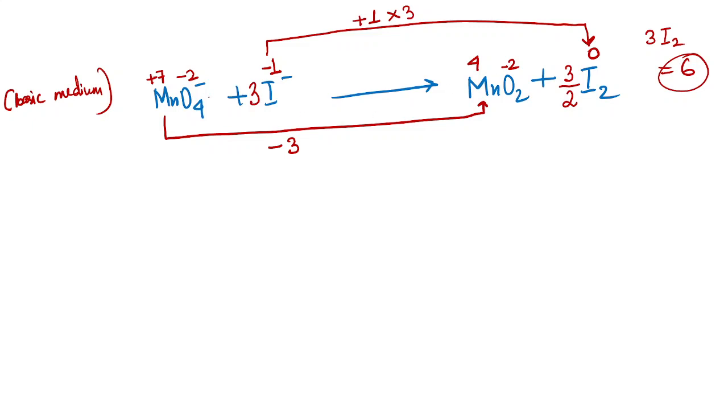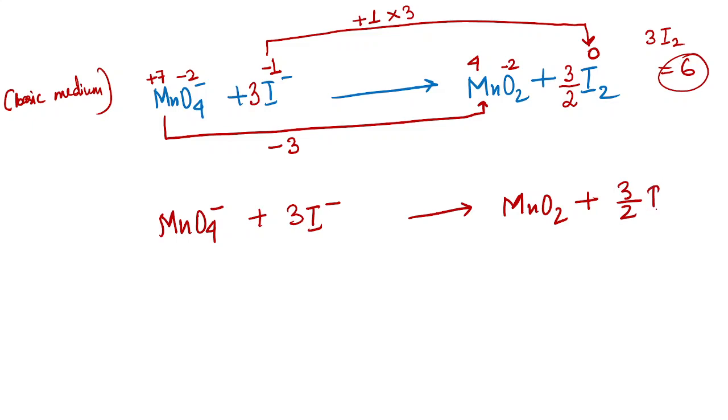So the first step is done here, and now the next step is that we have to see the total amount of charges. Now here I have MnO4 negative plus 3I negative, and this is changing to MnO2 plus 3 by 2 I2. I know this 3 by 2 seems quite absurd to you, but it is done in this way. Now when the reaction is carried on in basic medium, we have to use OH minus on the right hand side.